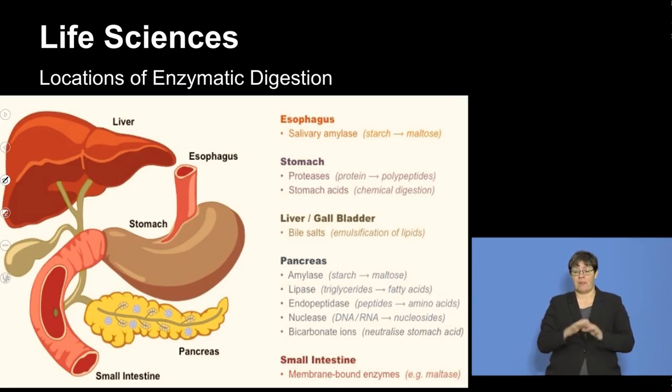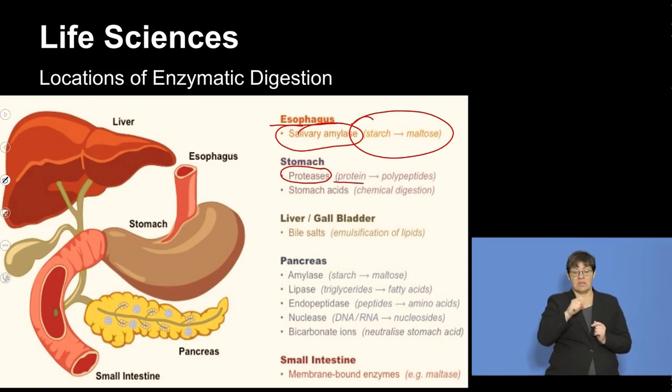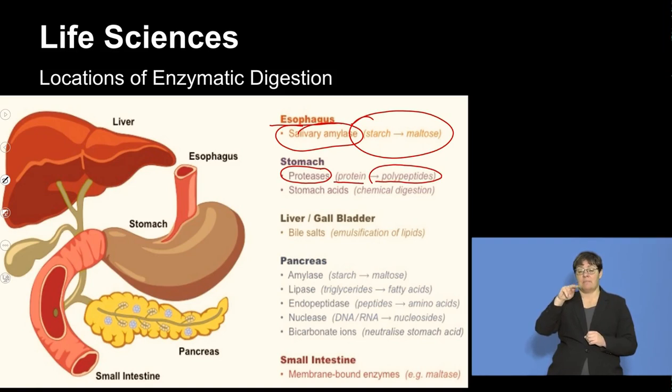Let's look at the overview of this. As I mentioned, in the mouth you find salivary amylase being produced, and that then travels down the esophagus. In the stomach, we've got your proteases, which break down proteins into polypeptides. Polypeptides are smaller molecules that make up proteins.